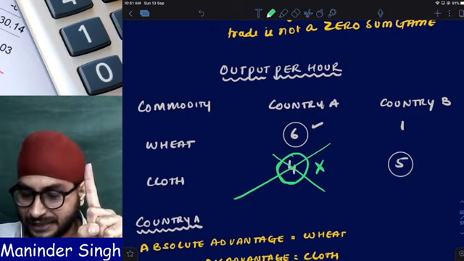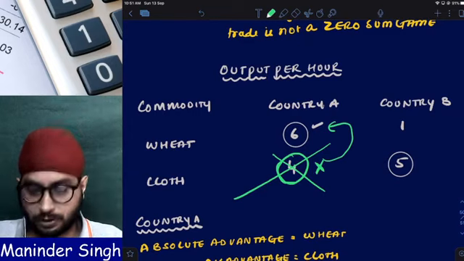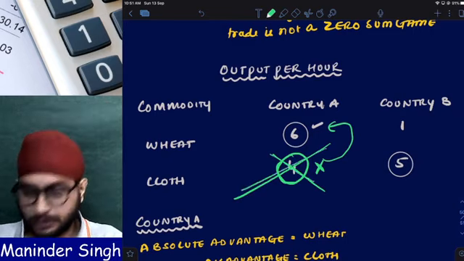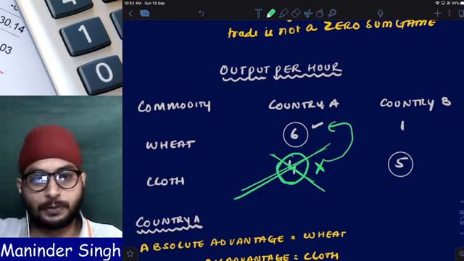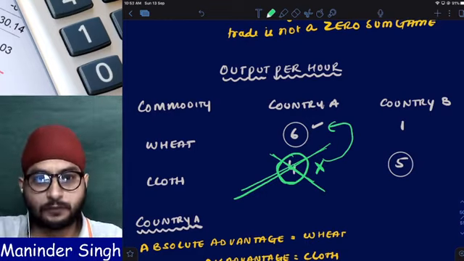1 hour. Can I use that 1 hour to manufacture 6 more units of wheat, which I can produce at a lesser price? Correct or not? Simple question I'm asking. If I stop producing cloth and start importing it from country B, can I increase the production of wheat?